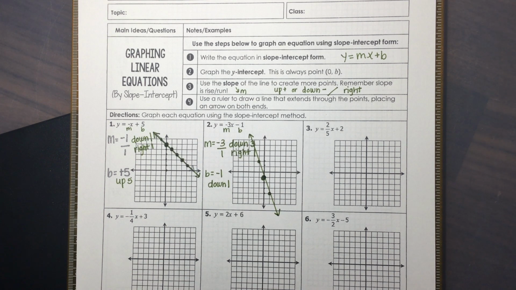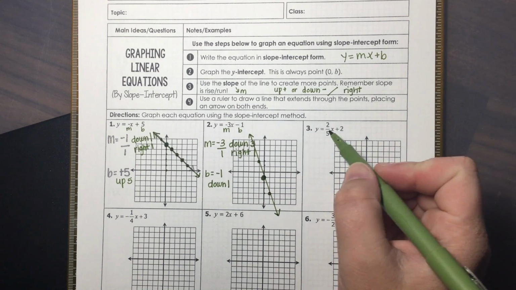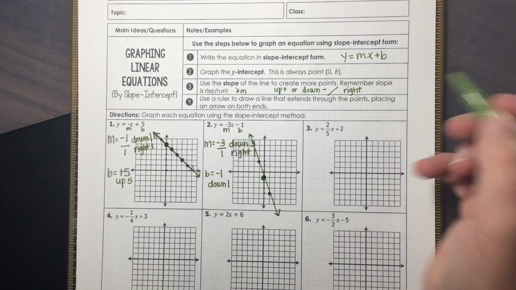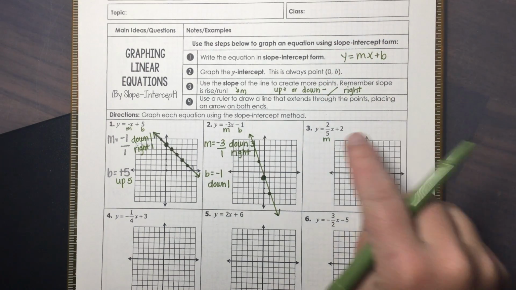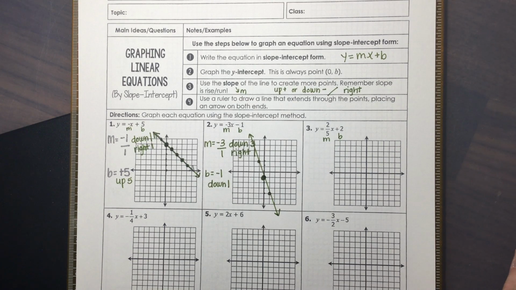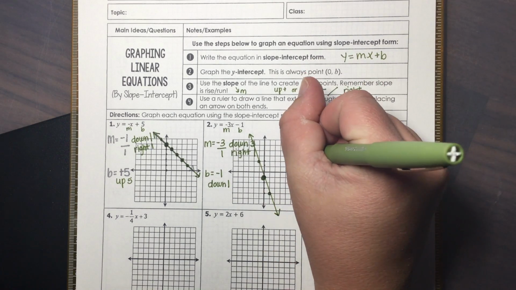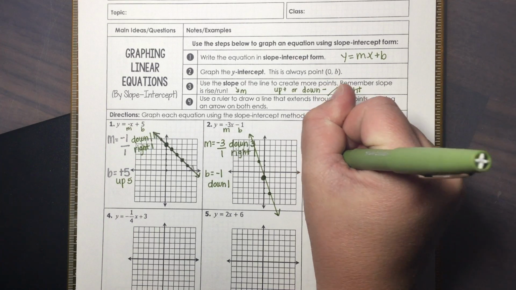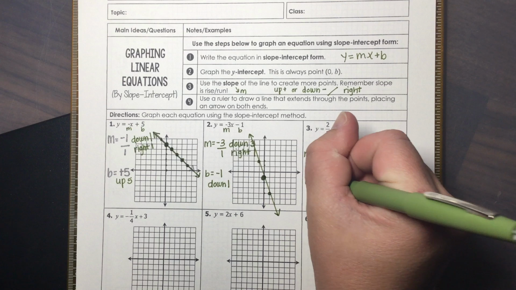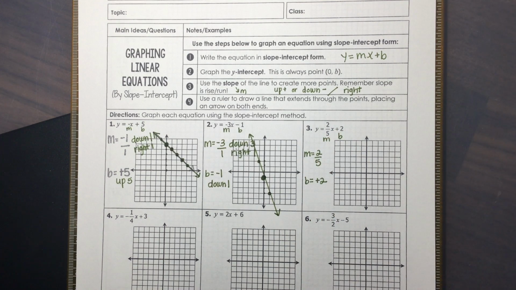Okay. I'm going to go ahead and do number 3 with you guys as well. I have 2/5, which is attached to that x. So now that's going to be my slope. And that +2 there is going to be my y-intercept, okay, which is going to be my b. So m is going to be equal to 2/5. And my b is going to be equal to a +2.